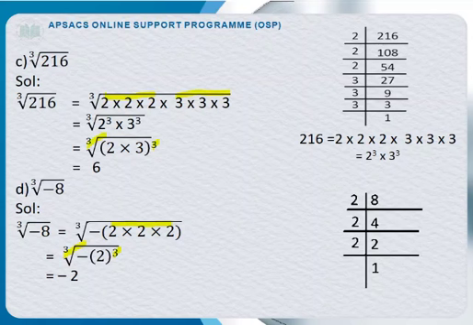Now 27 didn't come in the table of 2. So I'll write 3 here. 3 into 9 is 27. 3 into 3 is 9 and 3 into 1 is 3.